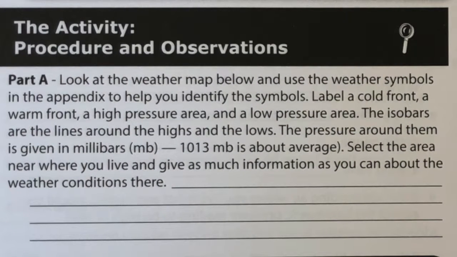Now have students use the notations and show these conditions in their student journal on page 38: temperature of 34 degrees Fahrenheit, light snow, overcast skies, wind from the northwest at 9 to 14 miles per hour or 8 to 12 knots, and the barometric pressure is 1003 millibars.